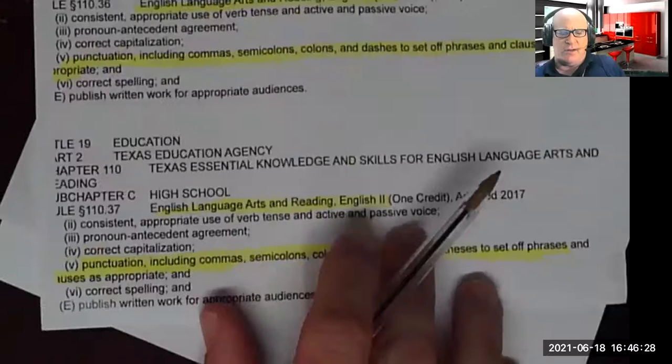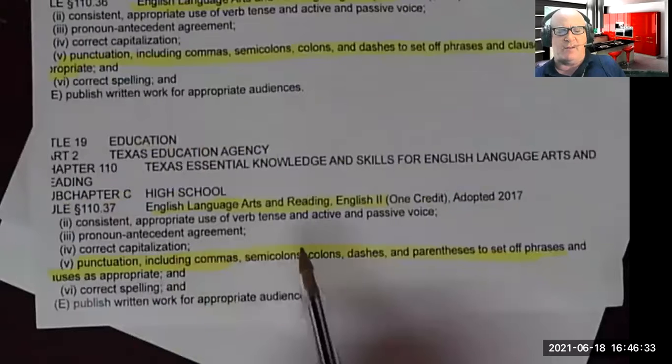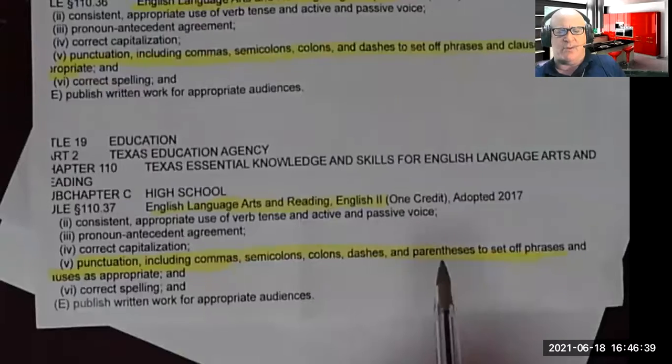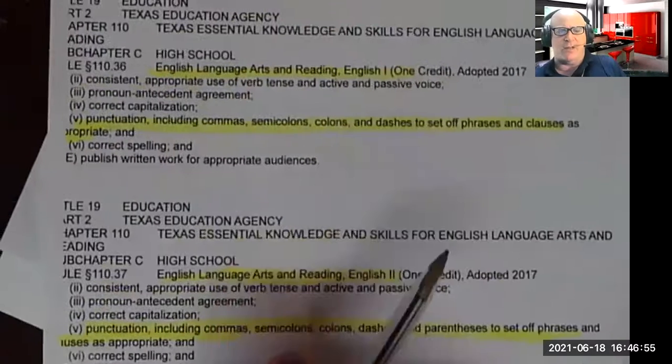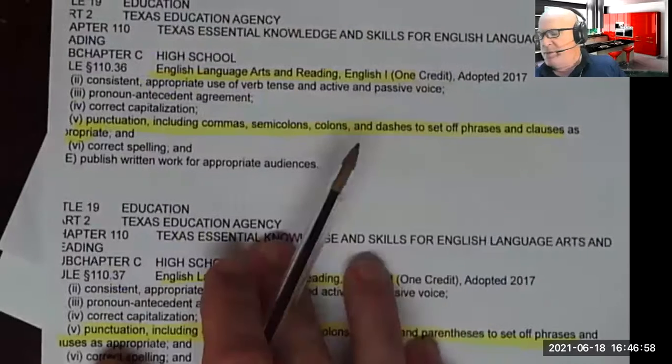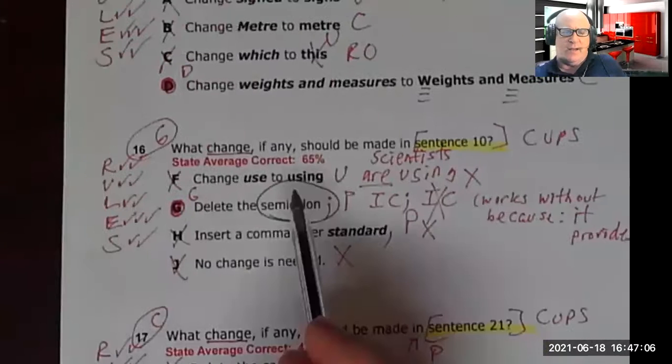In 10th grade, it's punctuation again: commas, semicolons, colons, dashes, and parentheses. And so they're kind of building on what they started in. So to set off phrases, parentheses kind of is sort of like giving you an example of whatever you're talking about inside the context of the sentence. So make sure that you know that anything that's mentioned in the grades before yours can and most likely will be tested on. So as we get straight to question 16, this one got 65% correct.